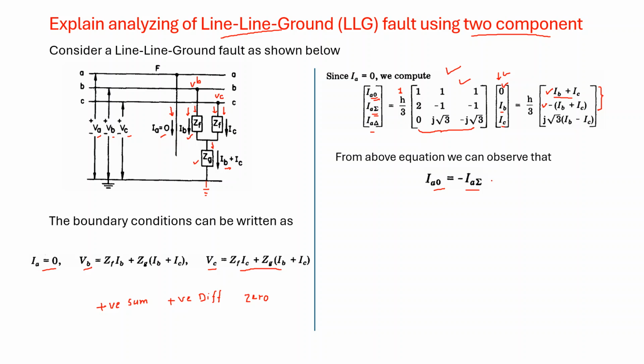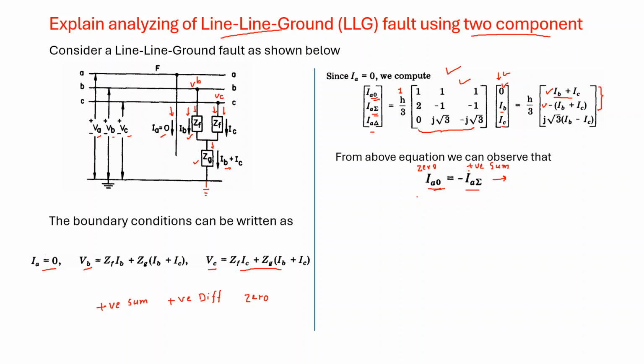So this knowledge about the sequence current gives you one hint that zero sequence network I0 it is related to zero sequence network, and I summation this is positive sum network.